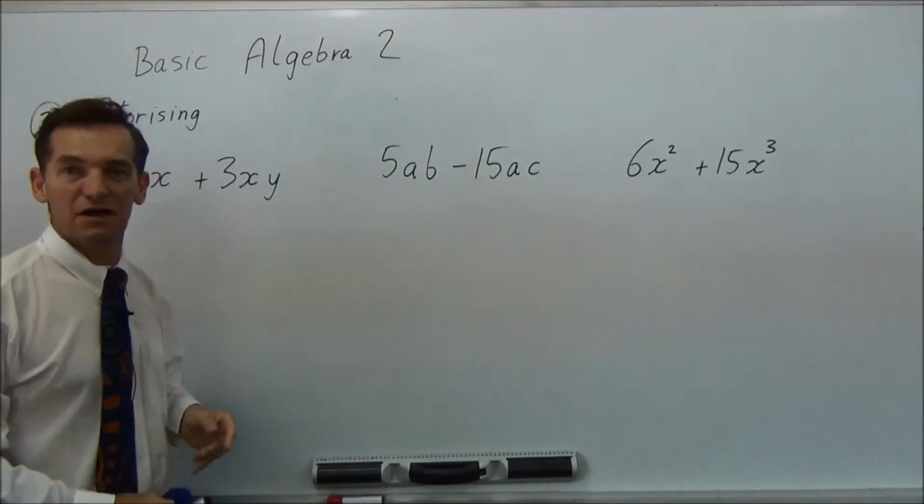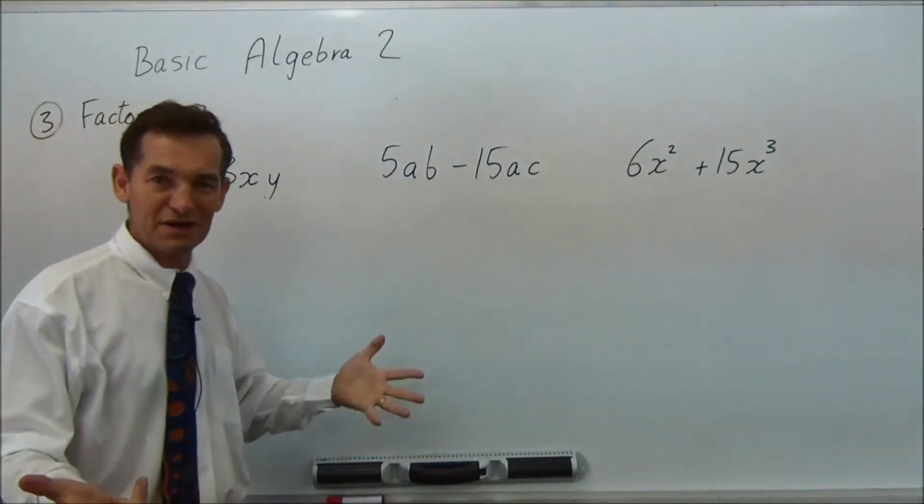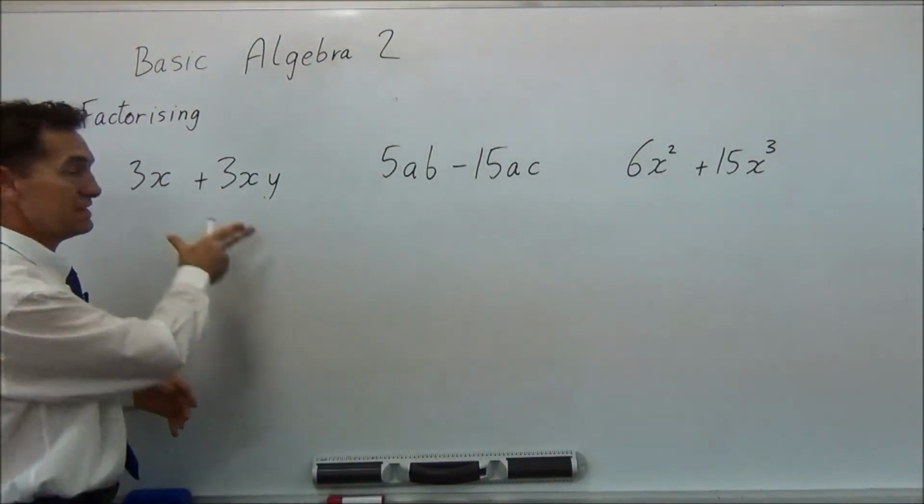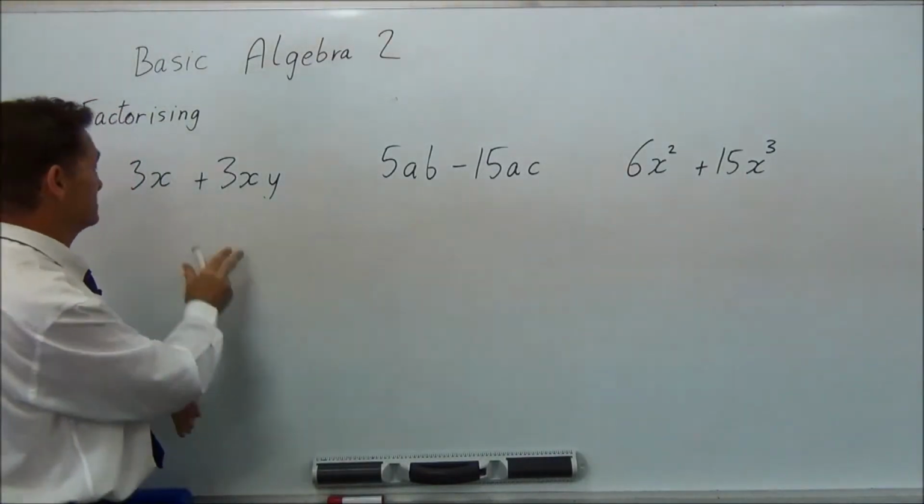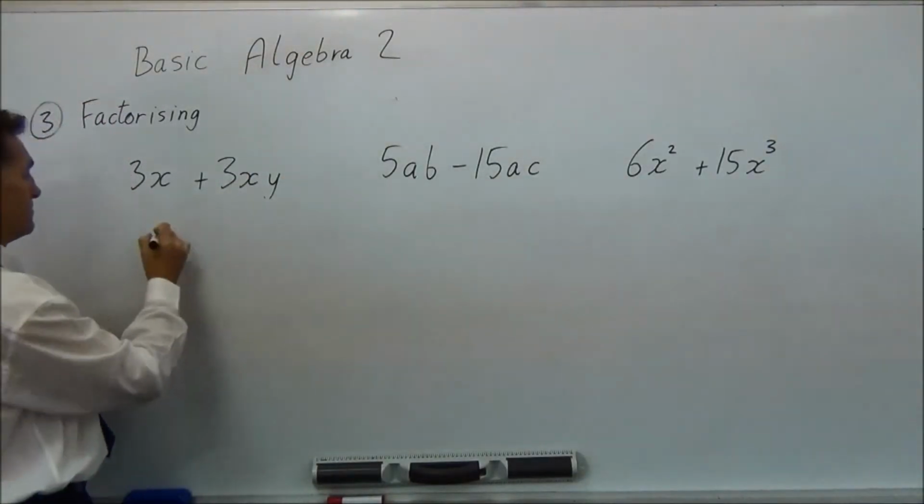Okay? Okay, so part 3. This will be the hardest part of factorising, where they take out numbers and letters. So to start with, we'll make it really obvious. What's common? Well, the 3x. So let's pull 3x out the front.